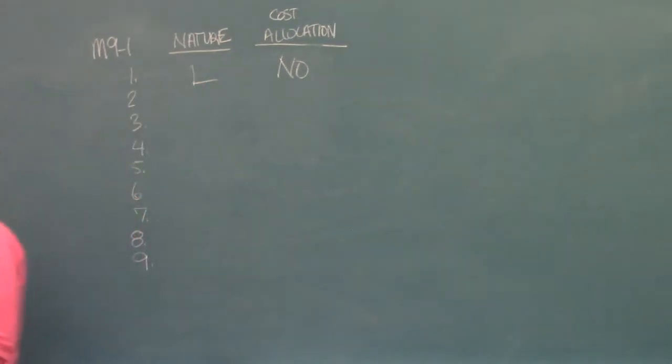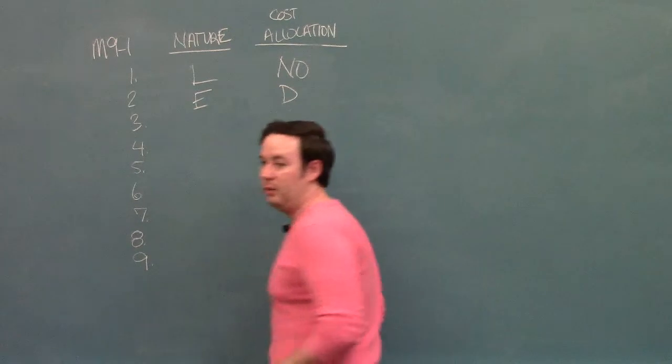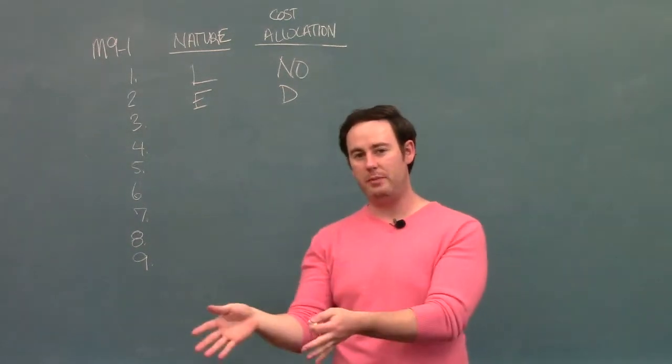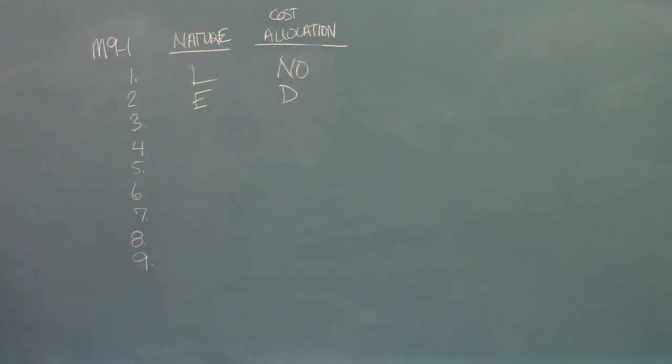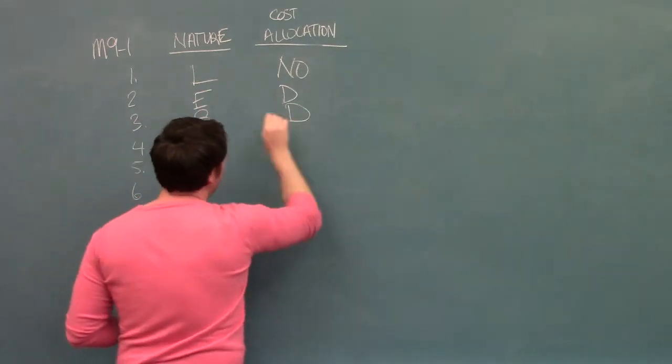Two indicates delivery vans. Delivery vans would be considered equipment. Equipment is depreciated. We use depreciation expense. Journal entry, debit depreciation expense, credit accumulated depreciation, right? That's equipment. Three is considered warehouse. That would be building. Building is also depreciated.